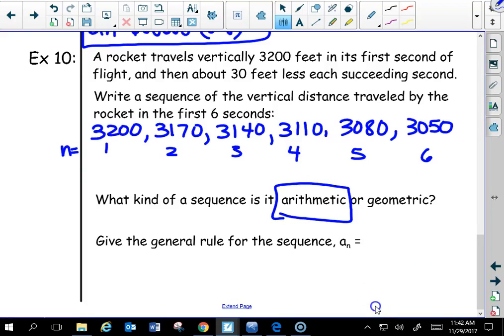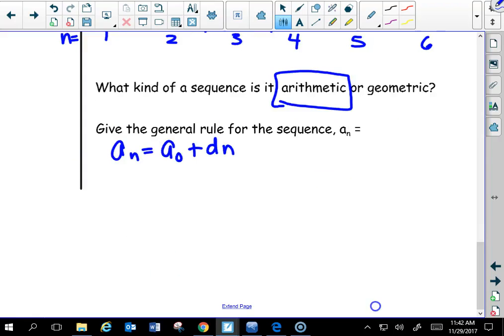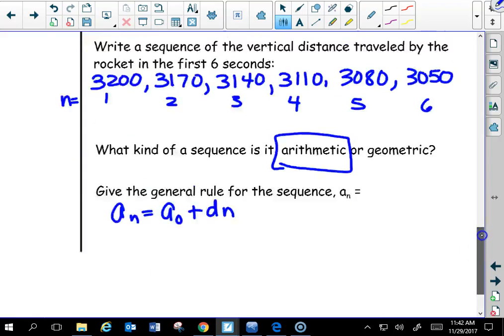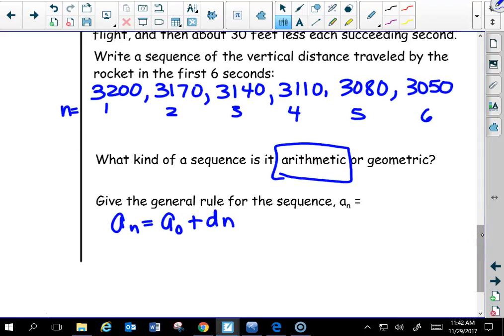Give the general rule for the sequence, a sub n. So a sub n is going to be equal to a sub 0 plus dn. So it's going down by 30. But here's the thing. Our counting is off by 1. And this threw me off on the quiz, by the way, so I want to make sure that you don't have that same thing happen.